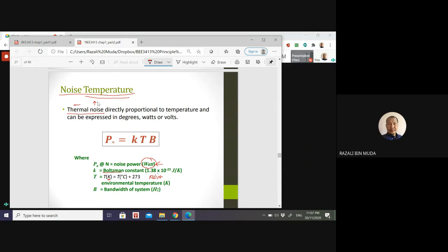Temperature in unit Kelvin. How do you calculate the temperature in Kelvin? Basically, temperature in Kelvin equals temperature in degrees C plus 273. For example, 25 degrees C equals 25 plus 273 equals 298 Kelvin. This is sometimes called room temperature. B is the bandwidth of the system in Hertz. So you know k, T, B, and you get P in watts. You need to remember this equation, it might not be given.